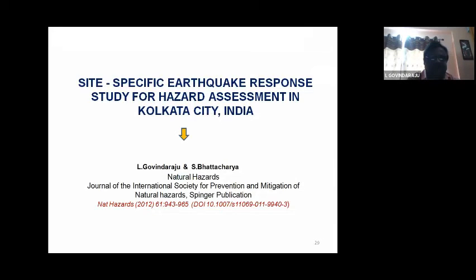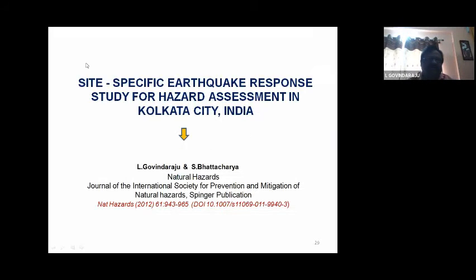It has been done. Delhi microzonation studies were carried out by IIT Delhi. Bangalore microzonation studies were carried out by the Indian Institute of Science by Professor T.G. Sitharam. Like that, major cities were undertaken for microzonation studies for hazard assessment, only after this Bhuj earthquake, which was one of the eye openers.